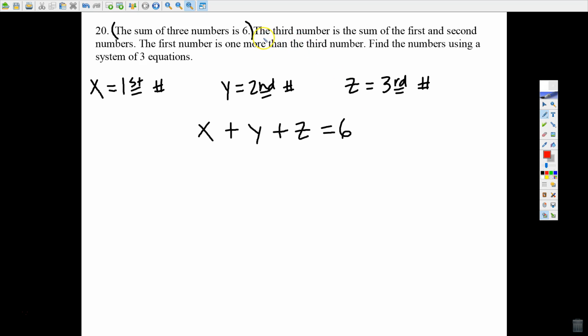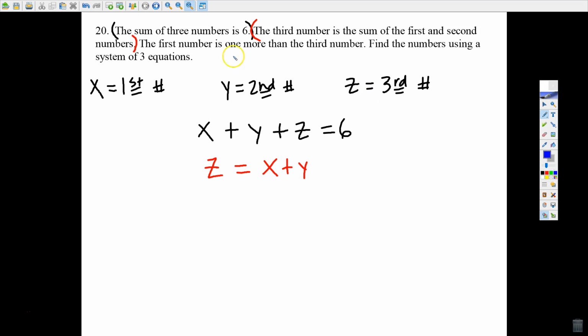Okay, second sentence says the third number is, that's another word for equals, okay? So the third number is the sum of the first and second. All right, so first and second, x plus y. So here is translating that second sentence into an equation.